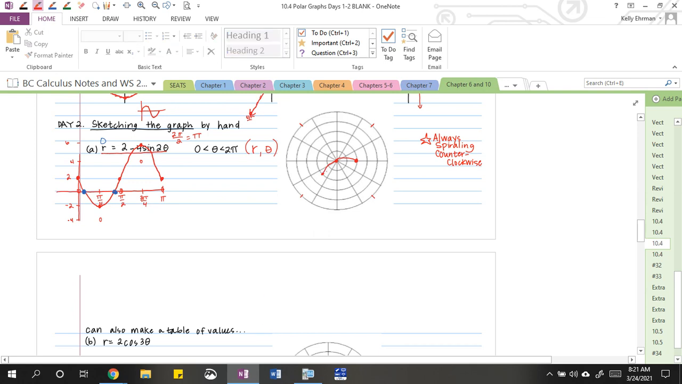Okay, and then we hit 0 again. So come back to the pole right there. And then I'm at pi over 2, go forward 2 units. Face pi over 2 and go forward 2 units. So now you're spiraling kind of this way.